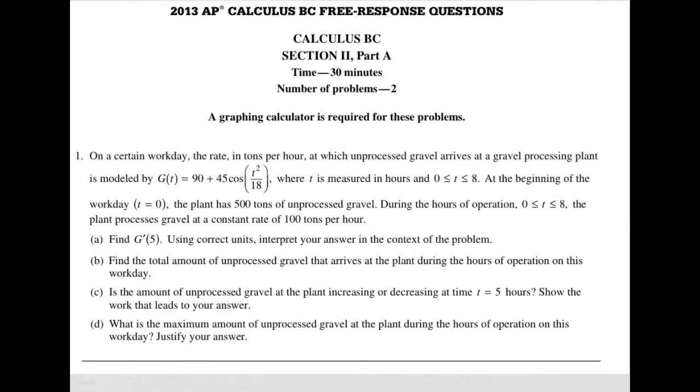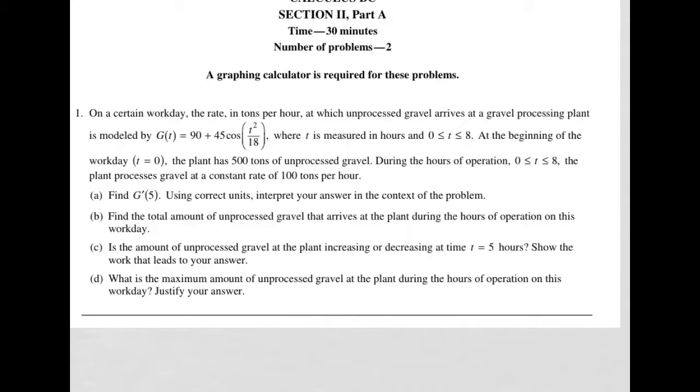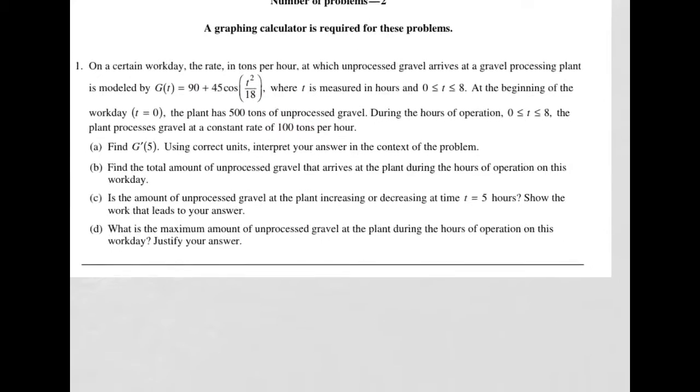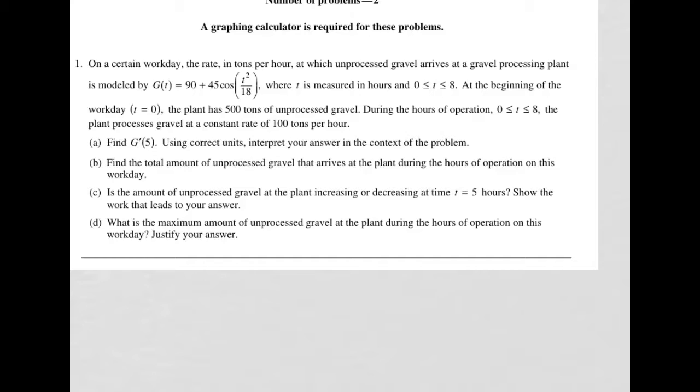During the hours of operation, from 0 to 8, the plant processes gravel at a constant rate of 100 tons per hour. Okay. What does that mean? Oh, the unprocessed gravel is arriving, and then it's processing it at 100 tons per hour. So I feel like the unprocessed is like the inward rate, and then 100 tons per hour is the outward rate. Okay, so maybe we subtract to find the total amount of unprocessed gravel, or the rate at which it's changing. You do this minus this. Maybe. Let's see.